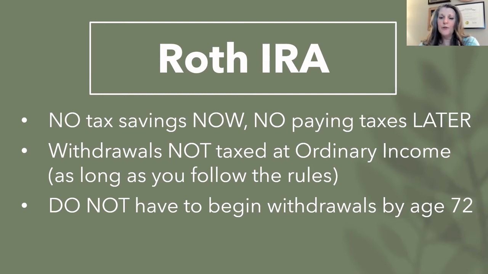So your withdrawals are not taxed as ordinary income as long as you follow the rules. And here's another big bonus of Roths. They do not have RMDs. So when you turn 72, you're not forced to take any money out of those. They also make for a great account to pass on to your heirs, because your heirs also will not be taxed on pulling the money out of the Roth IRA as long as they follow the rules.